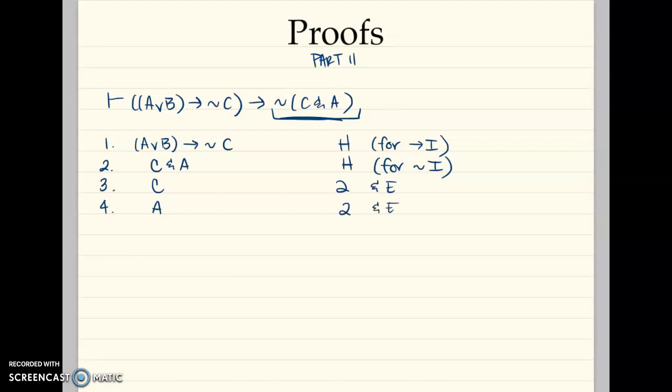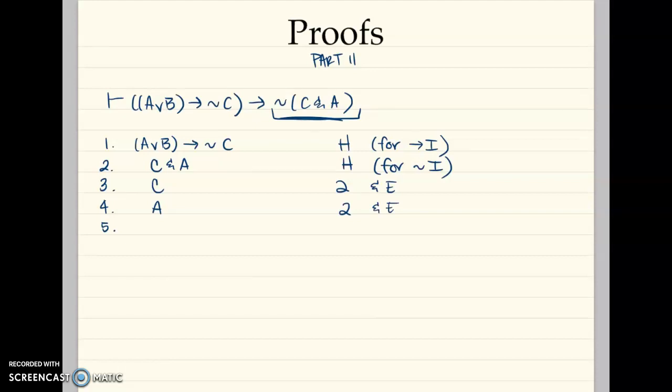Look, if you are stuck in a proof and you see a conjunction, try breaking it apart to see if that will help you, okay? You can try and figure out what you'll need from that. Okay, I have C if I need it, I have A if I need it. What's going to be most helpful to me?